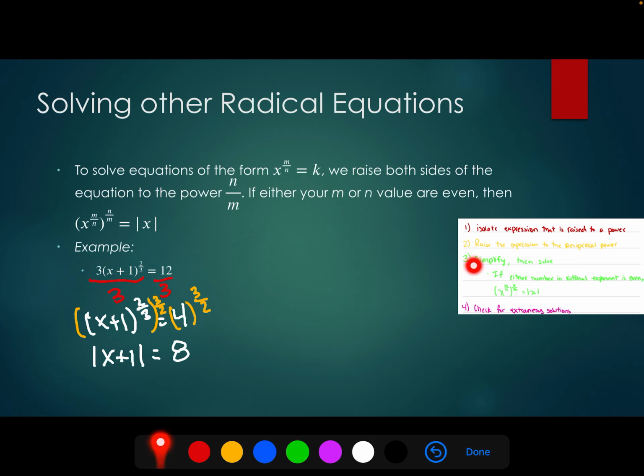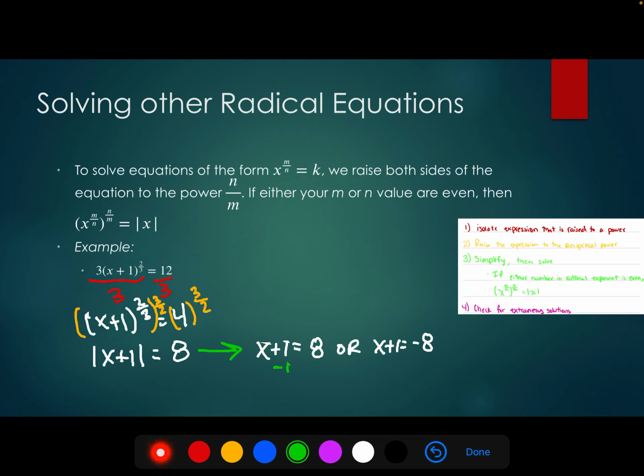So now our next step, we have to simplify and then solve, right? So we have this x plus 1 inside absolute values. So if you remember, when we're solving absolute value equations, we have to make two equations out of this, with one being equal to a positive and one being equal to a negative. So if we do that, then we have x plus 1 is equal to 8, or x plus 1 is equal to negative 8. And now we have equations that we can solve and find out what our values of x will be.